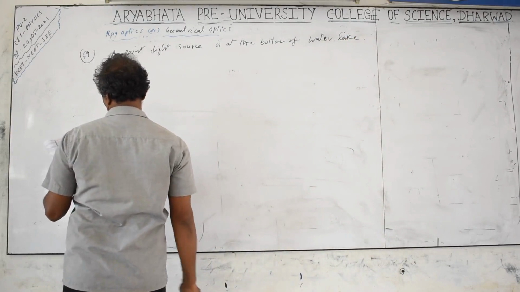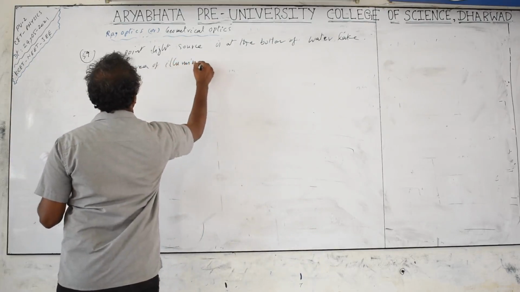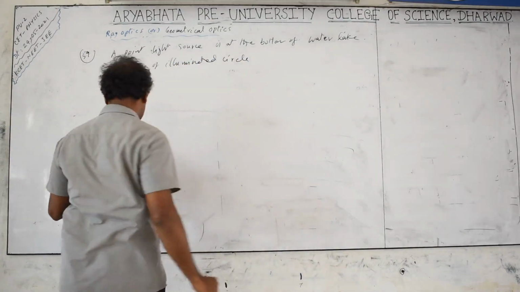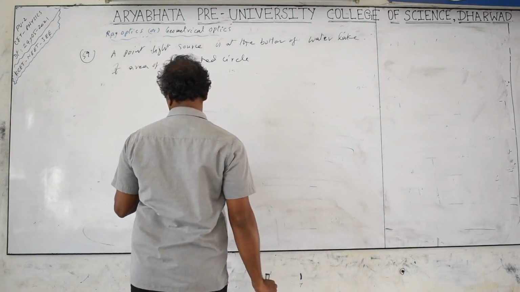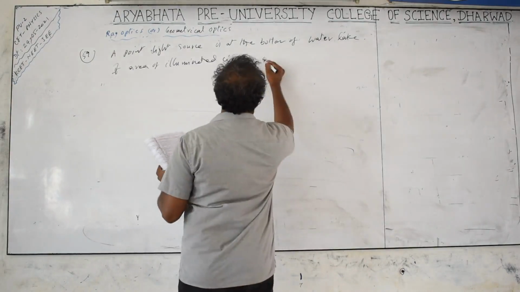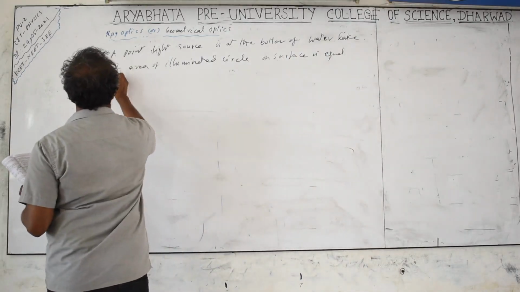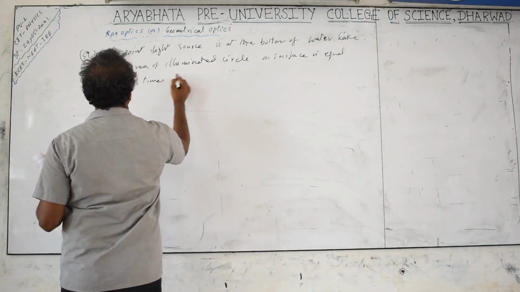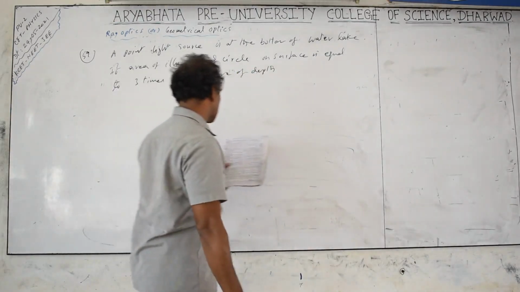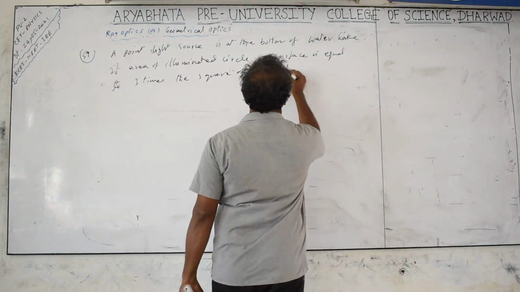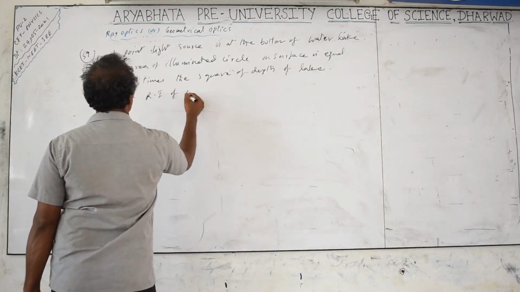If the area of the illuminated circle on the surface is equal to 3 times the square of the depth of the lake, find the refractive index of water.